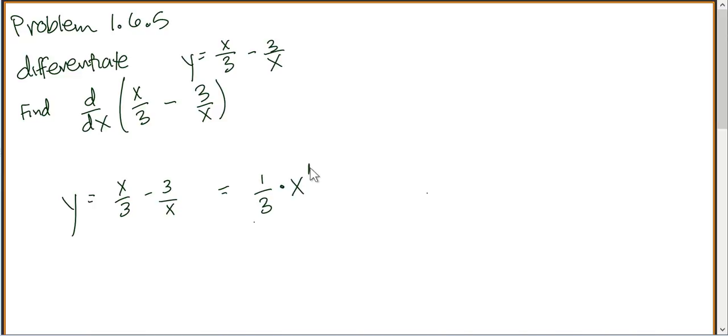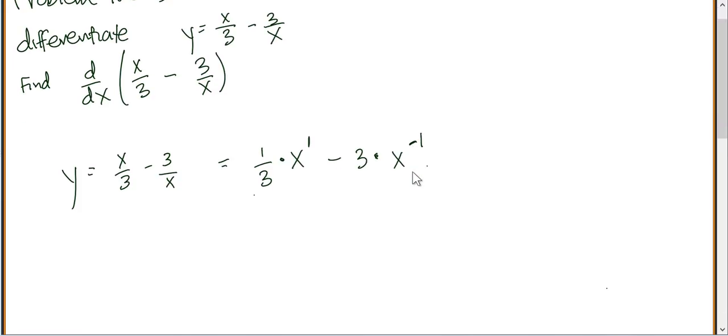So x can become x to the power of 1 minus 3 times, now this x in the denominator, that means you actually have a negative exponent. And in fact, that would be x to the power of -1. Okay, now we've rewritten everything. We pulled out our numbers so they just look like coefficients. We put powers on all of our x's. This makes it a lot easier to take the derivative.